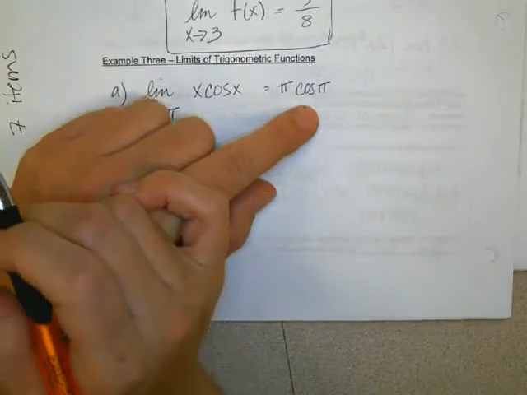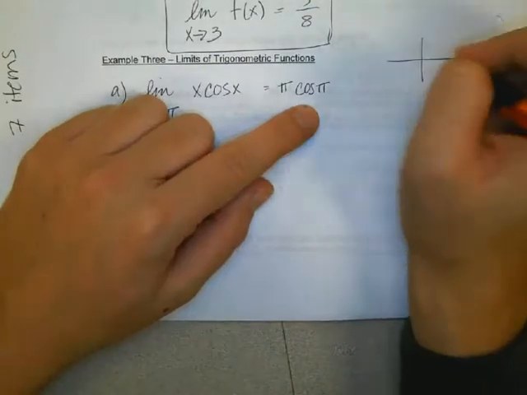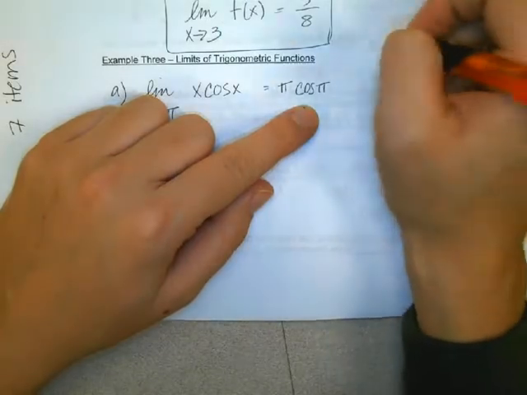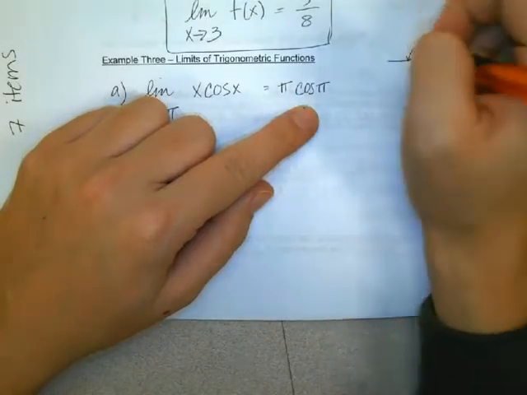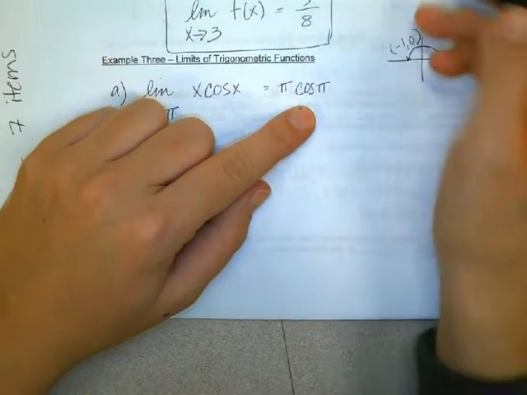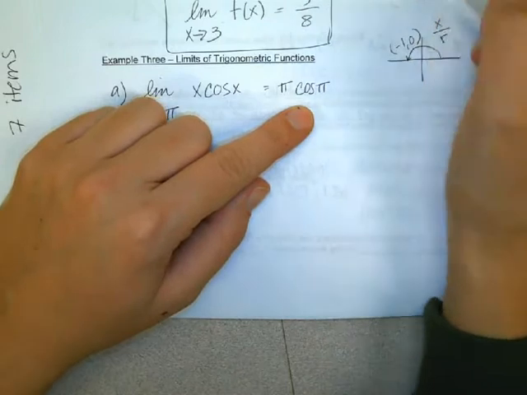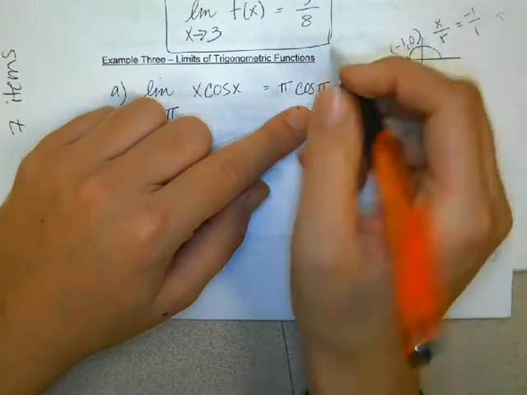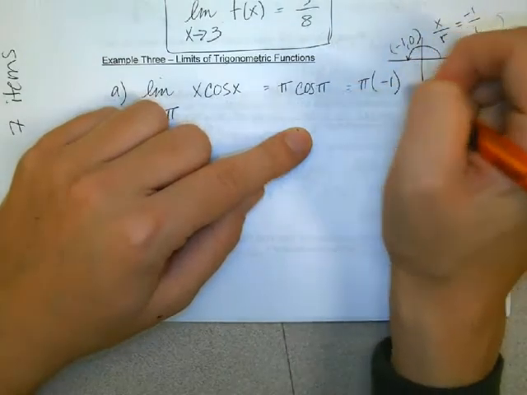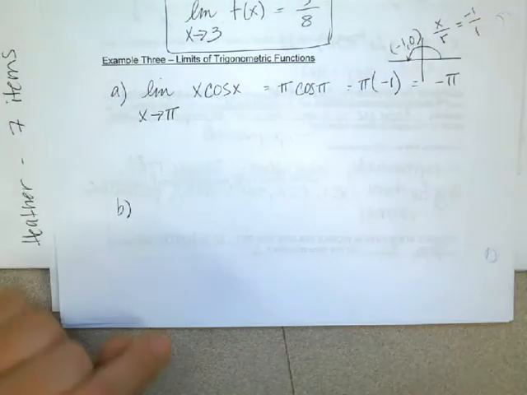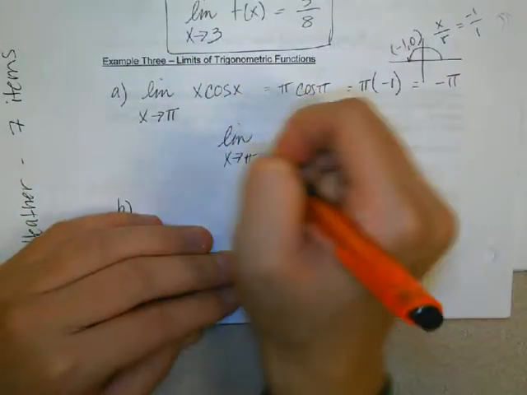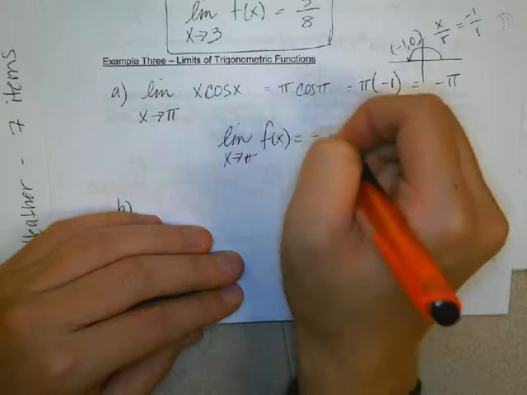Cosine of pi. Cosine of pi is right here. I'm going to use, on the unit circle, that point on that quadrant angle, which is -1, 0. And cosine is x over r, or in this case, -1 over 1. So this value here is going to be pi times -1, or negative pi is your answer. And so you could say the limit as x approaches pi of f of x is negative pi.